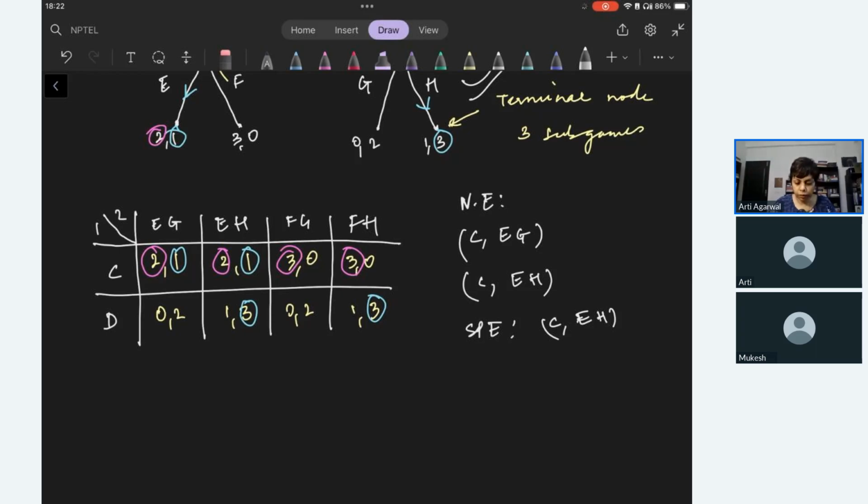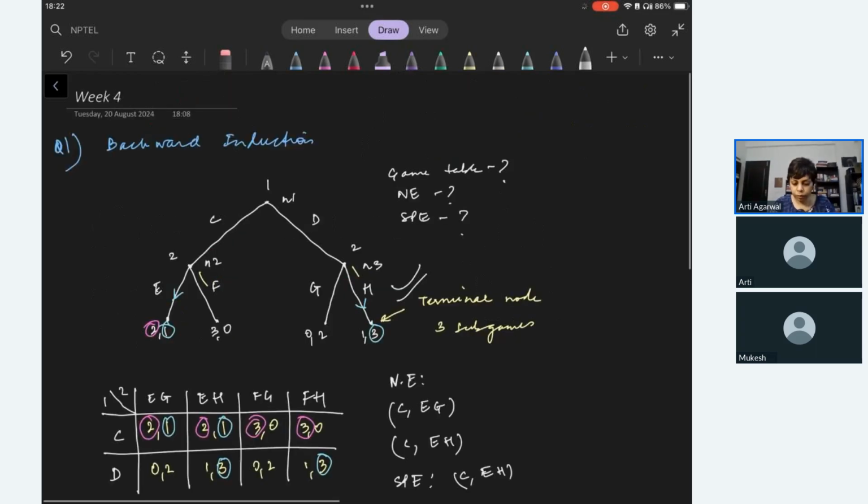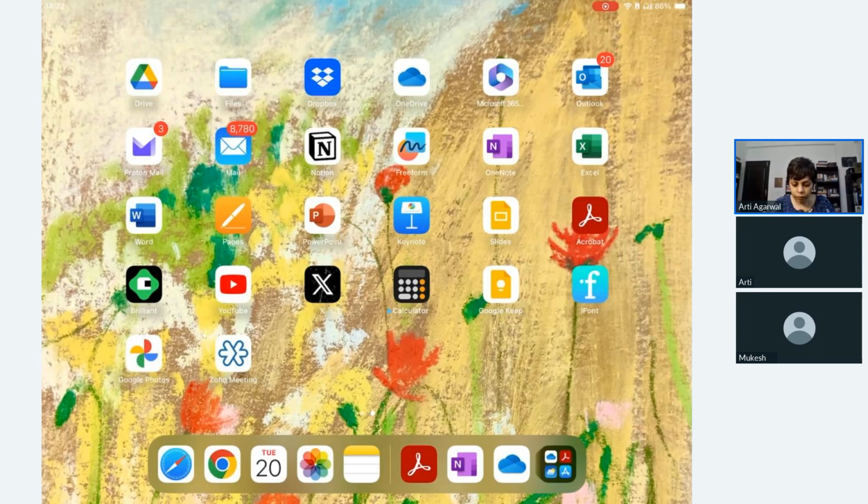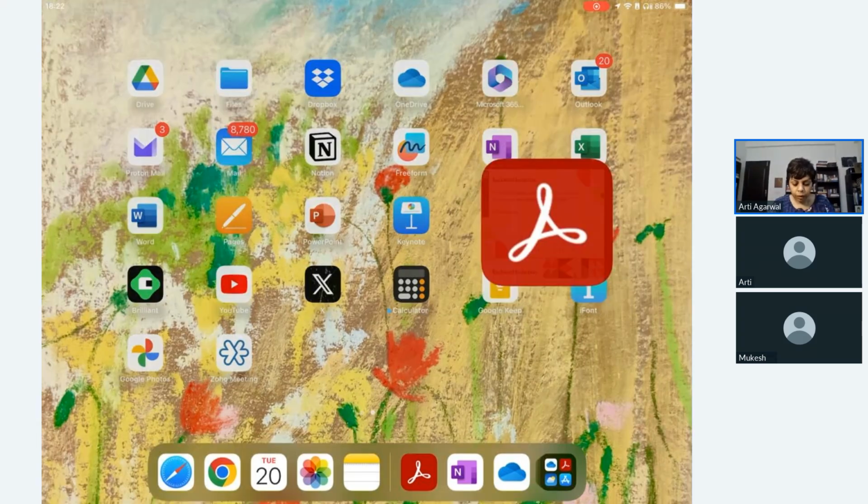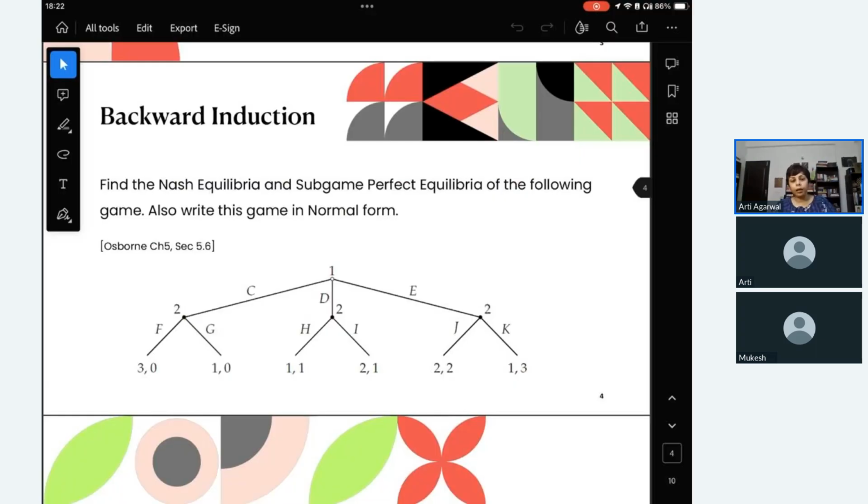This is the first question. Let me go back to where I was. This is another game which I think Professor Vimal discussed in the class, but partly, he didn't discuss the whole game. He left it to us to solve it. So I thought I would discuss this also, because it's a very good game for illustrating the basic concepts of backward induction and subgame perfect equilibrium. So let's draw this game.